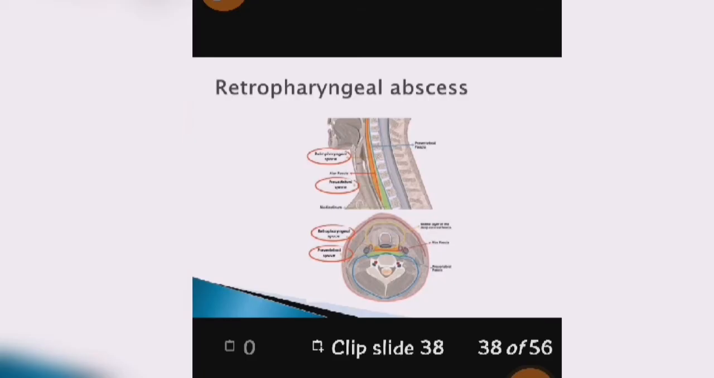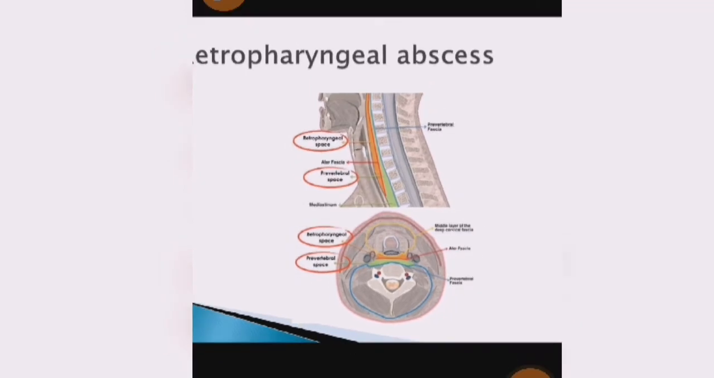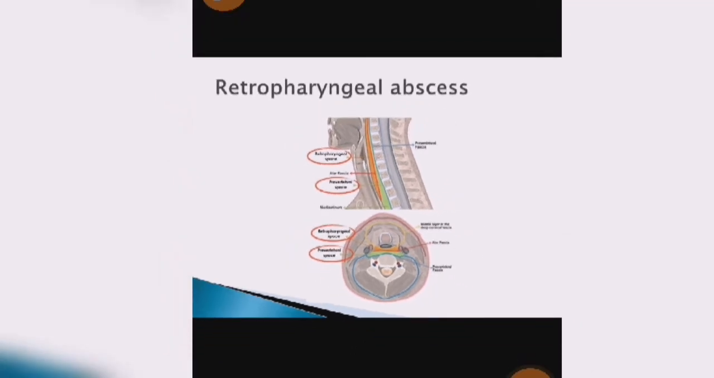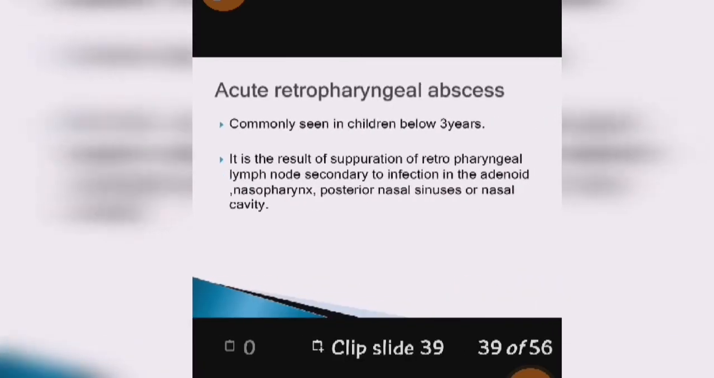Now let's start with the retropharyngeal abscess. Any abscess in the retropharyngeal space is known as a retropharyngeal abscess. It can be acute or chronic. An acute retropharyngeal abscess is commonly seen in children below 3 years. It is a result of suppuration of the retropharyngeal lymph node secondary to infection in the adenoids, nasopharynx, posterior nasal sinuses or the nasal cavity.